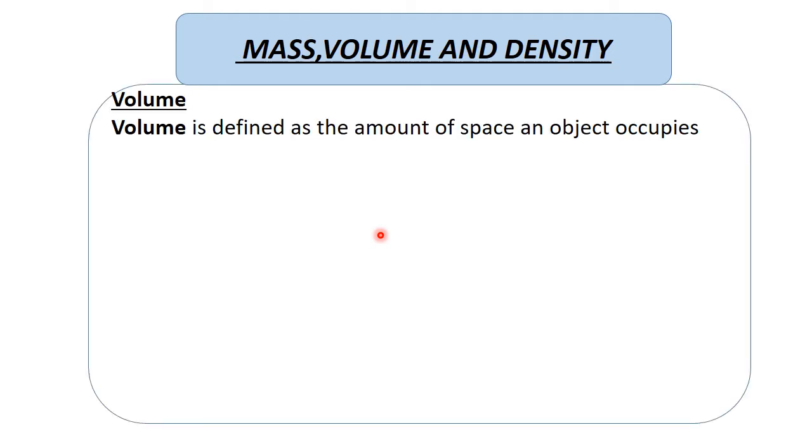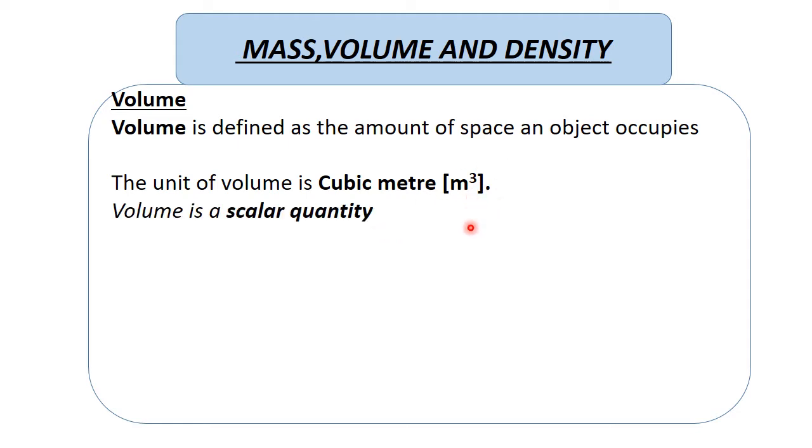What is volume? Volume is defined as the amount of space an object occupies. Its unit is cubic meter, written as m^3. Volume is a scalar quantity, meaning that it doesn't have direction. We're going to learn how to calculate volume.